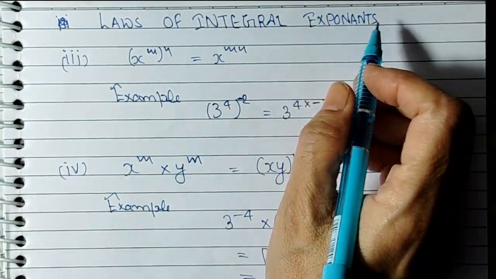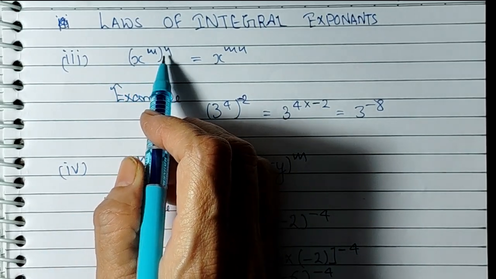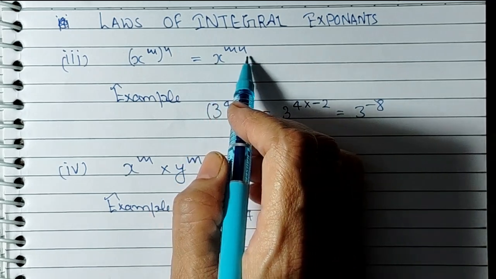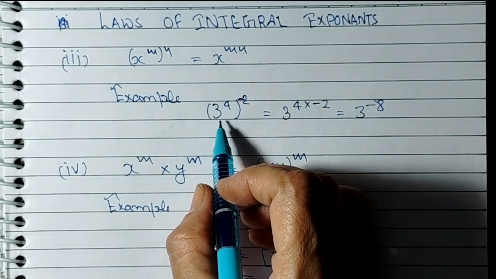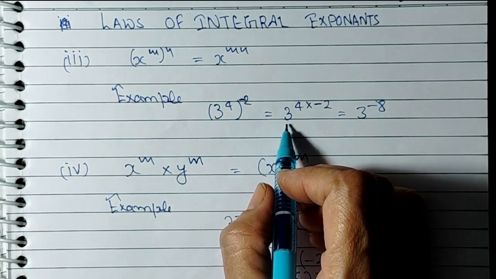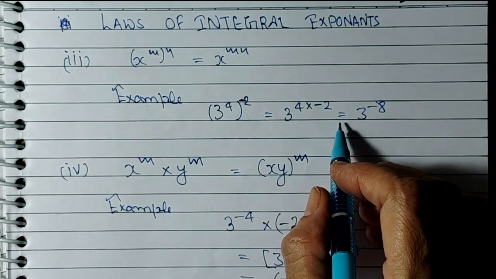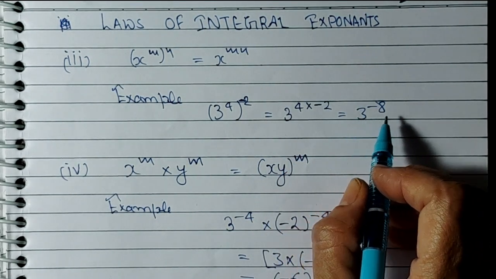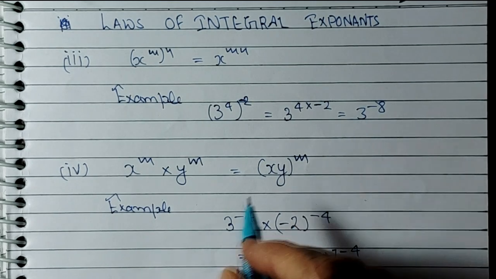Laws of integral exponents. The third law says x to the power m whole to the power n is x to the power m into n. Powers will be multiplied directly. For example, it is 3 to the power 4 whole to the power minus 2. It becomes 3 to the power 4 into minus 2. That means minus 2 into 4 is minus 8. So it is 3 to the power minus 8. Powers will be multiplied directly.